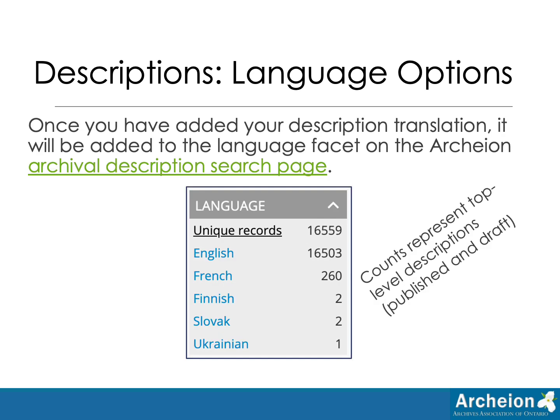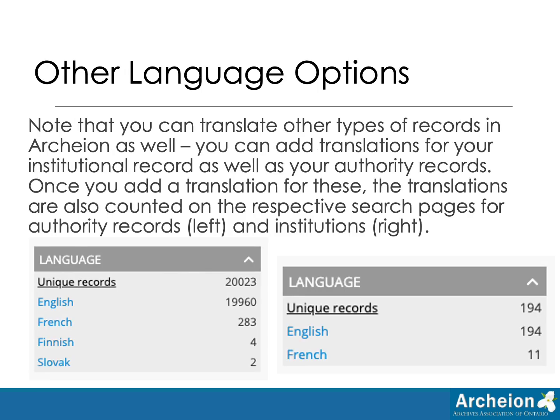Once you have added your description translation into Archeion, the additional language description is counted in the language facet shown on the Archeion archival description browse page. So this facet shows that Archeion has 16,503 English descriptions, 260 French descriptions, 2 Finnish, and so on. The same occurs if you translate authority records or institutional records. You can translate an authority record or institution record, and when these translations are created, they are also counted on the respective search pages for authority records, which is the left screenshot, and institutional records, which is the right screenshot.